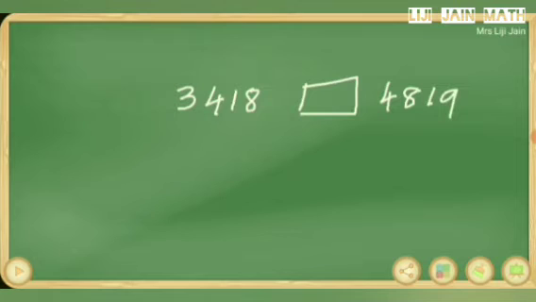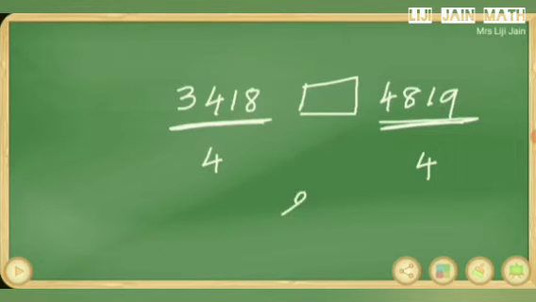In the first number, how many digits are there? 4 digits. What about the second number? Here also 4 digits. So in such cases, how do we compare the numbers? The method is, if two numbers have the same number of digits, what we have to do is first consider the first digits of both numbers.